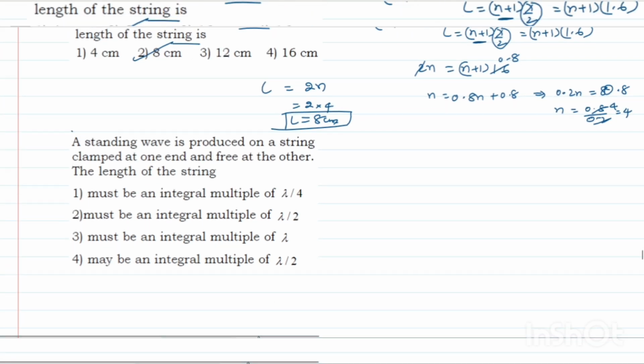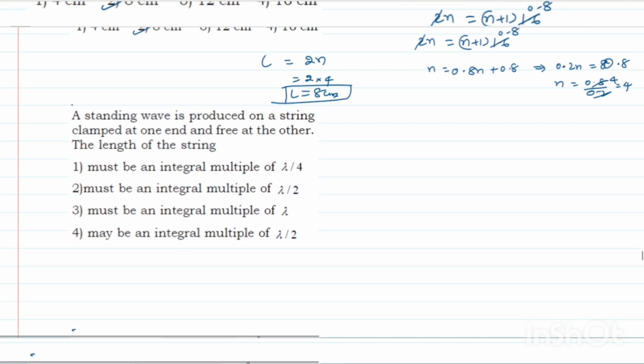Let us see the next question. A standing wave is produced on a string clamped at one end and free at the other end. The length of the string they are asking. And one side is clamped, students. Here at one end we are producing the node point, clamped at one end and free at the other end.